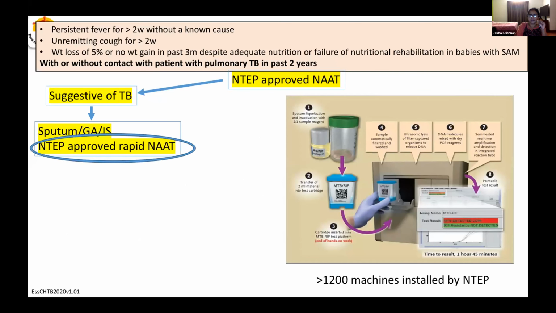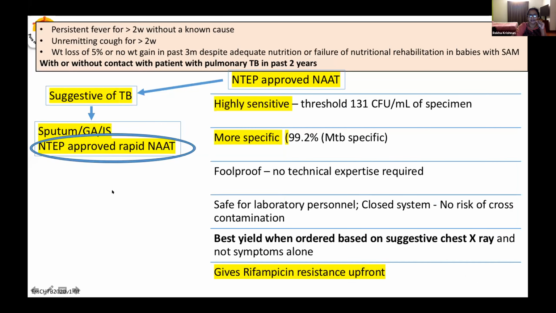Now, coming to our patient sample, we have done an X-ray suggestive of tuberculosis. We have collected the sample and sent it for RNTCP approved NAT. These things I have already said. The specificity of NAT is very high, and it is a foolproof technique. It is safe for lab personnel. It is a closed system, and there is no risk of cross-contamination.